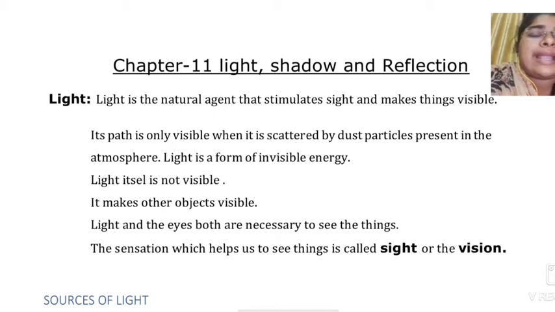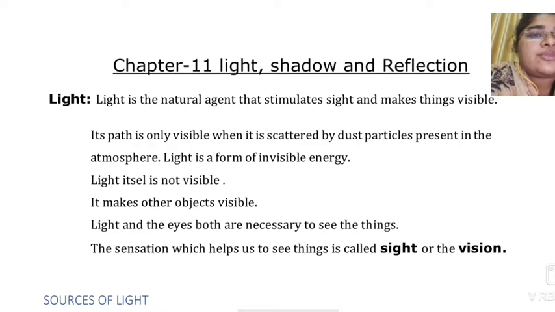So student, light is the natural agent that stimulates sight and makes things visible. It means when light comes from any natural agent, it makes anything visible. For example, the sun is a natural agent, and it can stimulate sight and make everything visible on the earth.